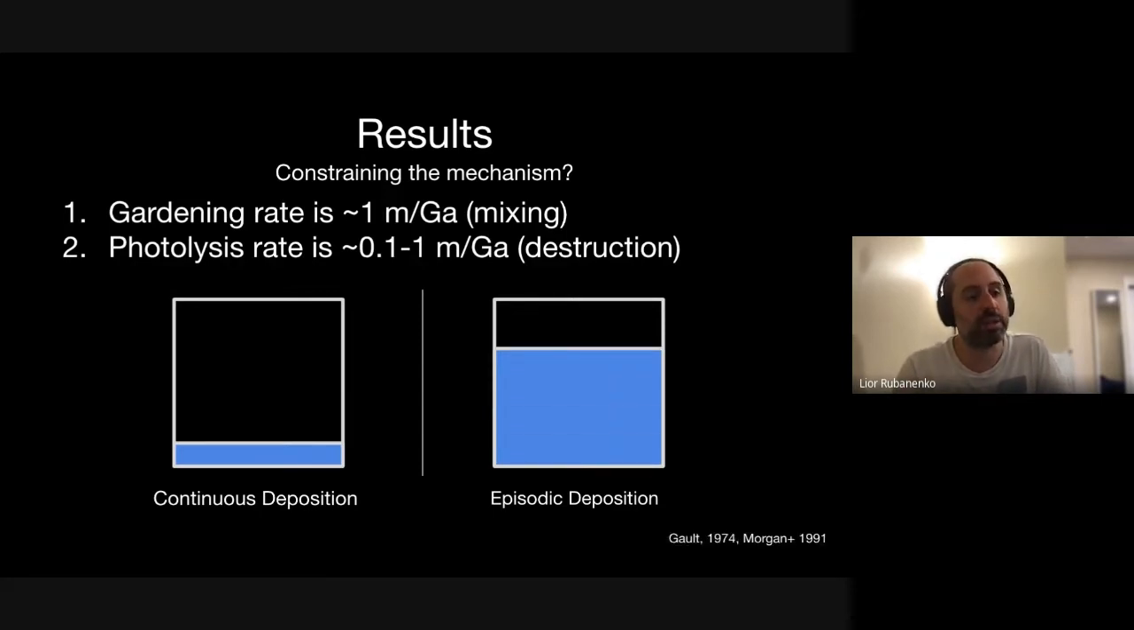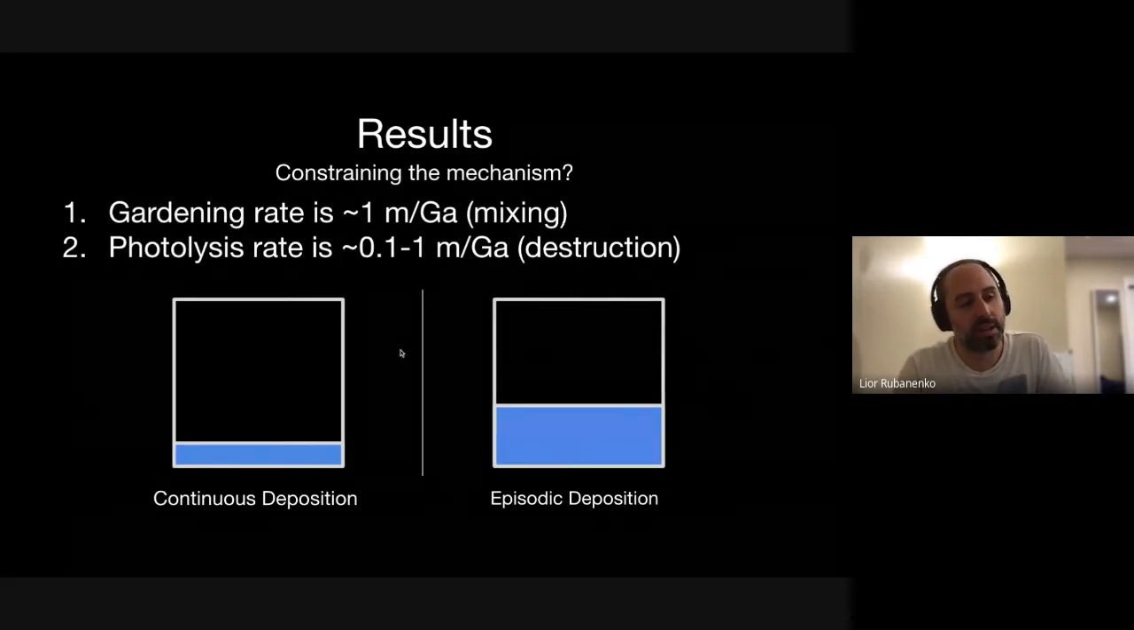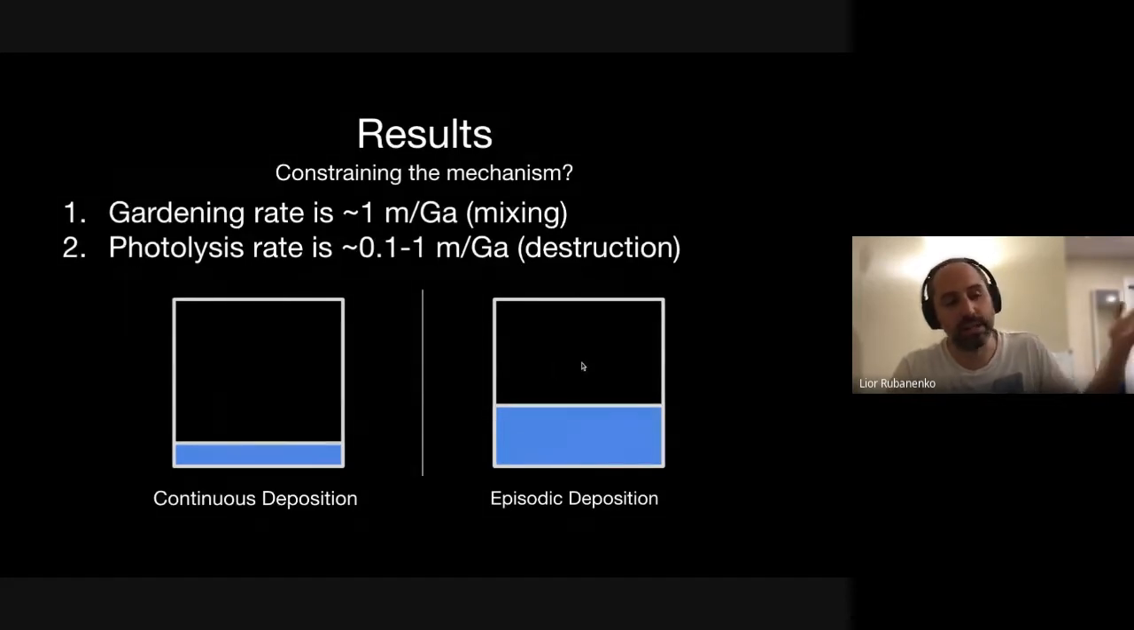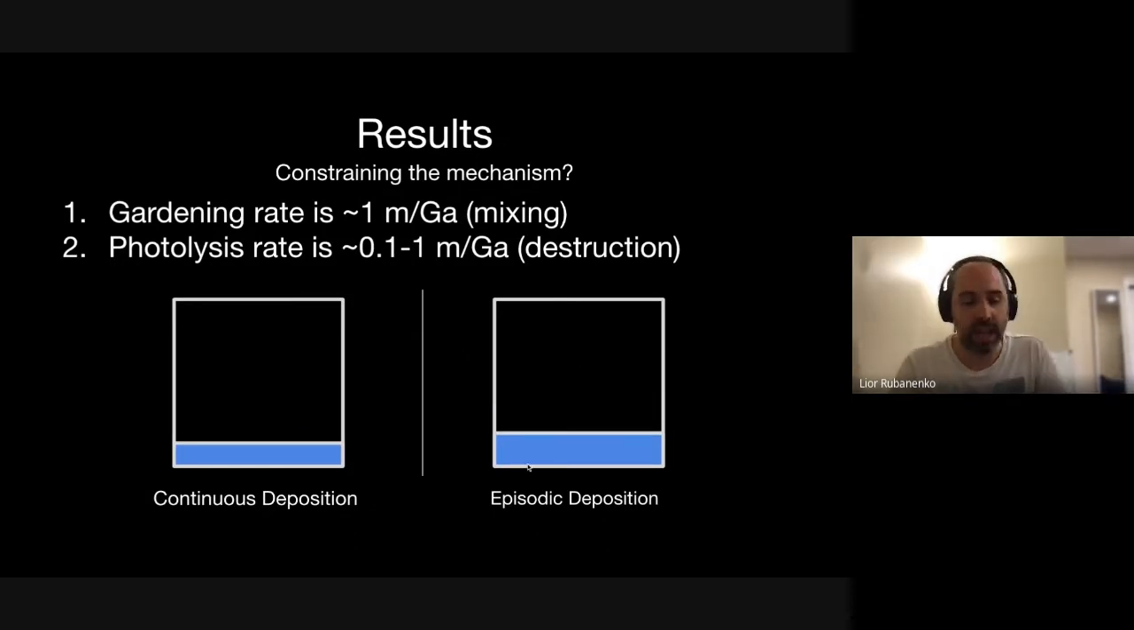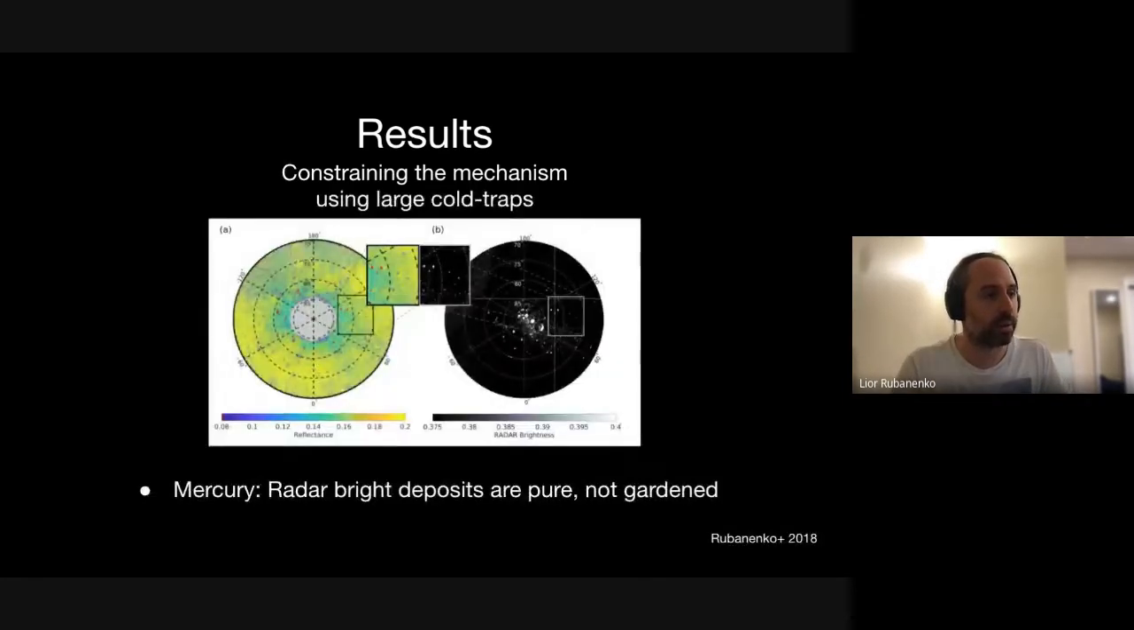Because we're looking at a point in time that's in between the state where the cold traps are fully full, let's say right after the impact of a large comet on the surface, and this state where there's almost no ice inside those cold traps. It just stands to reason that episodic deposition can explain what we see now on the surface.